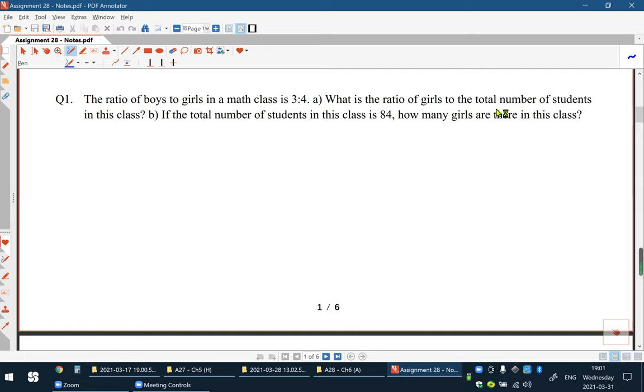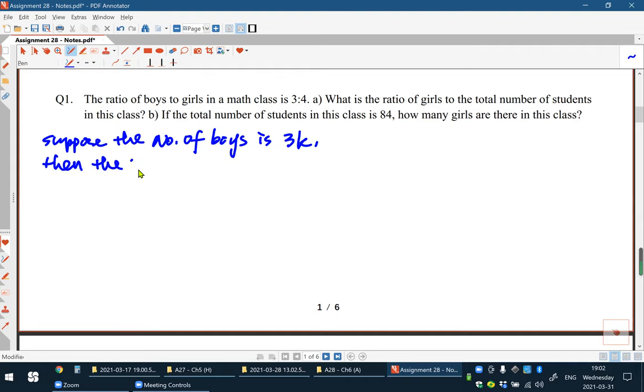Question A, what is the ratio of girls to the total number of students in this class? You can think of this question like this. Because you know that the ratio of boys to girls is 3:4, suppose the number of boys is 3K, then what is the number of girls here? Then we know that the number of girls is 4K, because 3K to 4K is 3:4. So suppose the number of boys is 3K, then the number of girls is 4K.